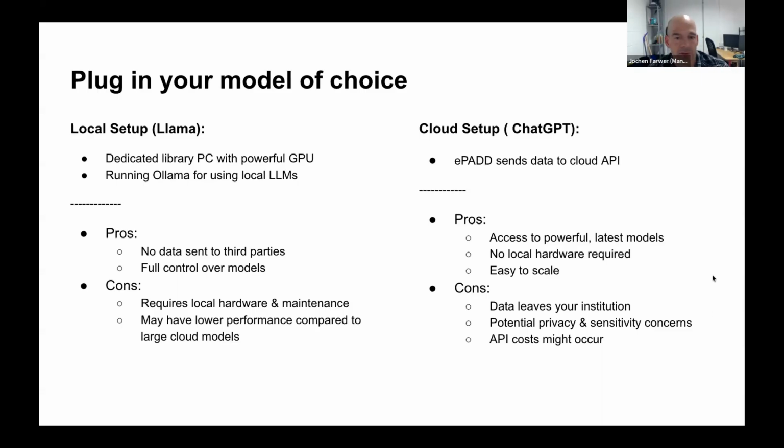So yeah, we tried out both. We also tried using ChatGPT. So we plug that in, and that means data is sent via the API. We have access to powerful latest models, no local hardware required, and it's easy to scale. But of course, data leaves the institution. We have potential privacy and sensitivity concerns, and costs might occur. So the next slide.